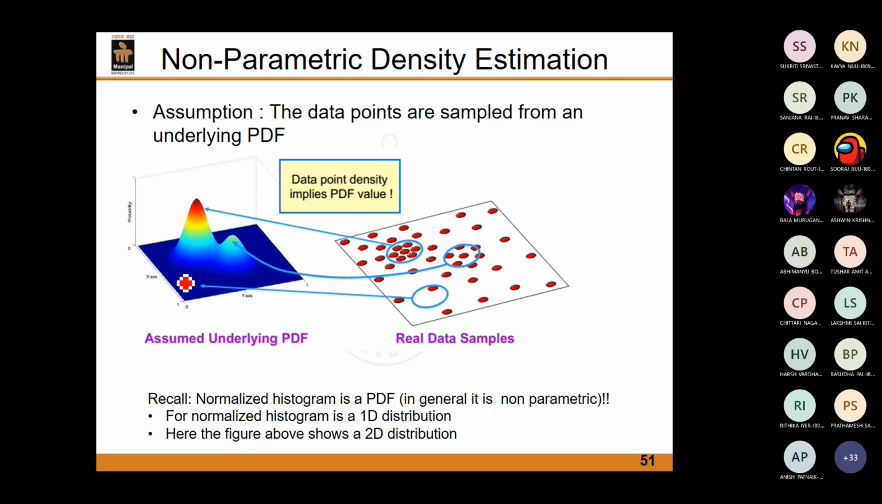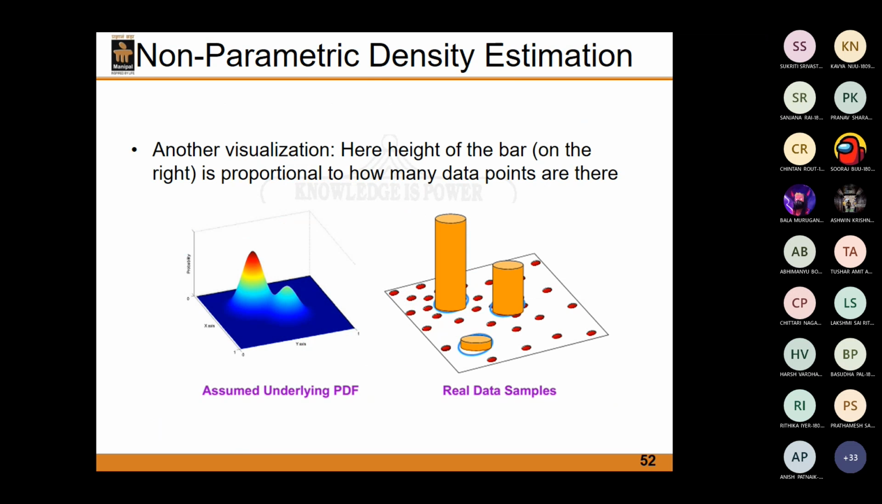Okay, so now this one is another visualization. In this visualization, the height of all these bars shown over here represents how many data points are present within that particular region, right? So again, it is just like the previous example. It's just a different visualization, that's all.